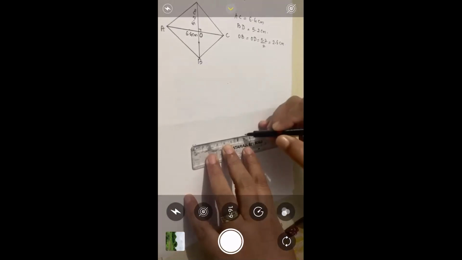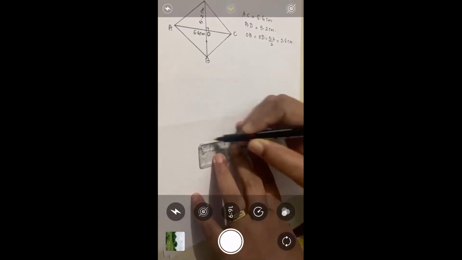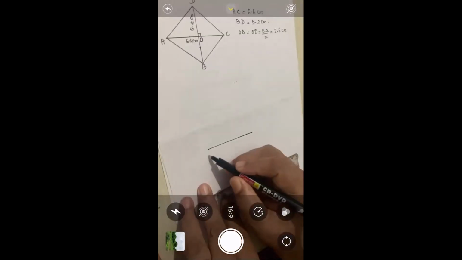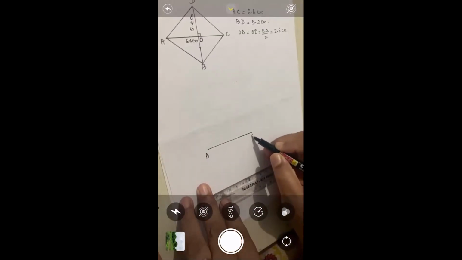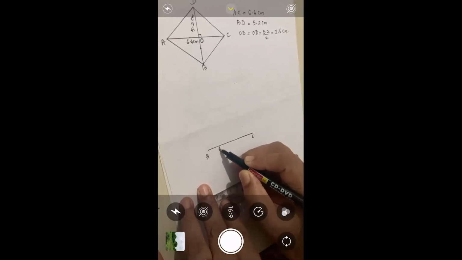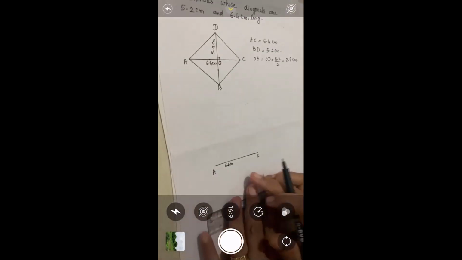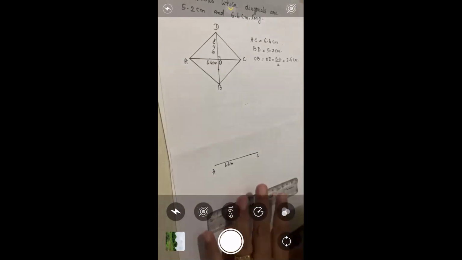Zero to 6.4 here. It is AC. Its length is 6.4 centimeter. Now we have to draw the perpendicular bisector of this line segment AC.